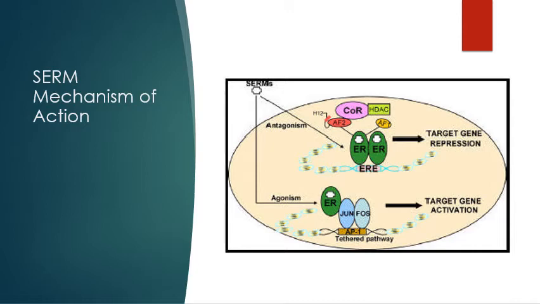Depending on the type of cell or receptor that the SERM is binding to, it may either have antagonistic effects, which would decrease target gene expression, or it can have agonistic effects, which would increase target gene activation. You'll see that this agonist and antagonist variability within each tissue gives each drug its unique indication and side effect profiles.